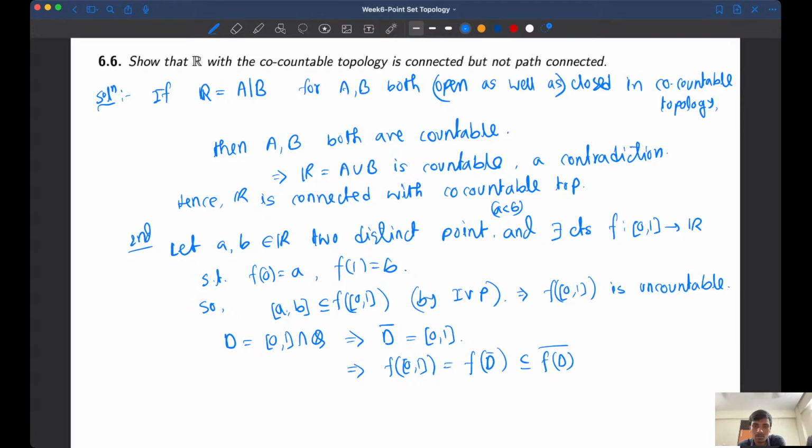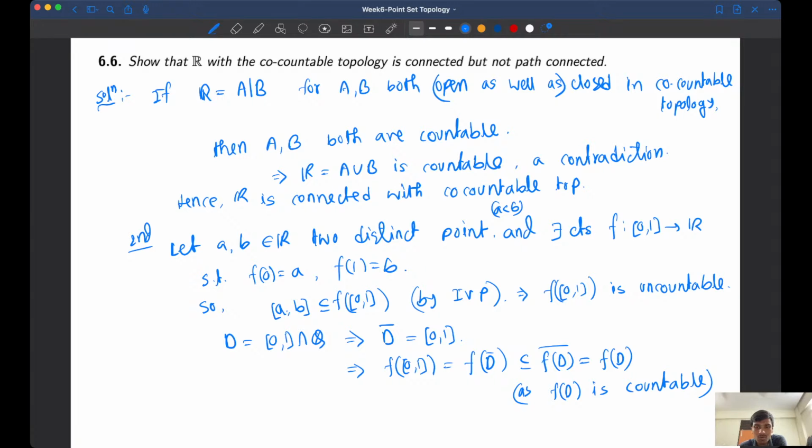So it easily follows that f of D closure is contained inside the closure of f(D). D is countable, so f(D) is also countable, right? The image of a countable set is countable. So f(D) is countable, and that is closed, hence the closure of f(D) is f(D).